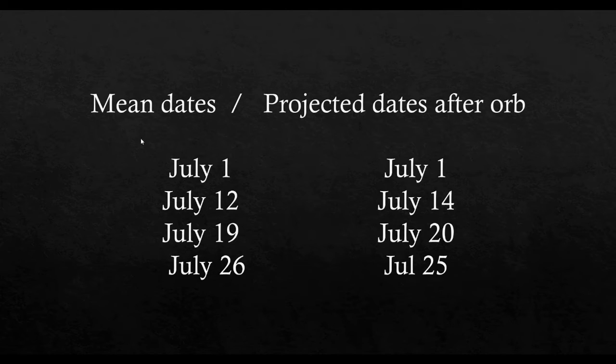Now, here are those same mean dates I just gave you, and we've taken them through an orb process. These are what the projected dates would be in this example. Okay, July 1 is the same. July 12th here gives us July 14th here. July 19th here gives us July 20th here. So there's a little bit of difference, okay?